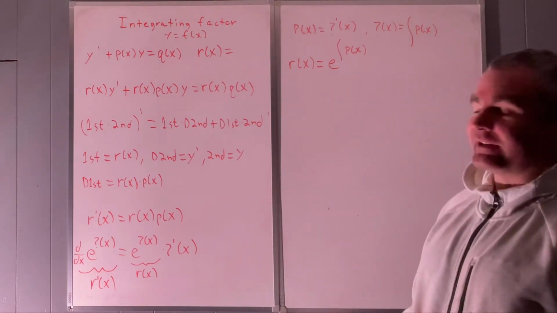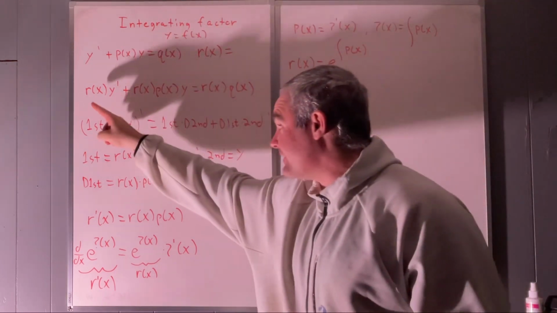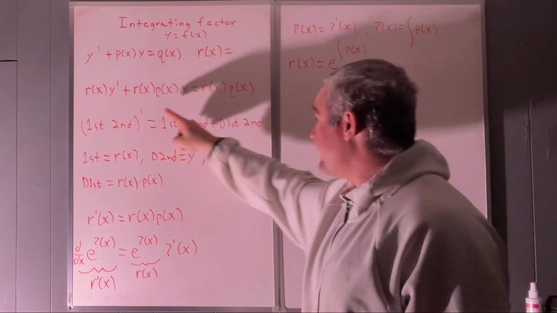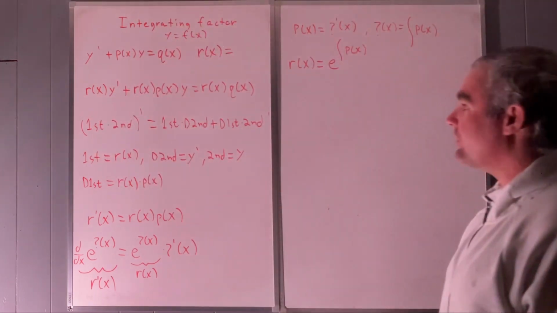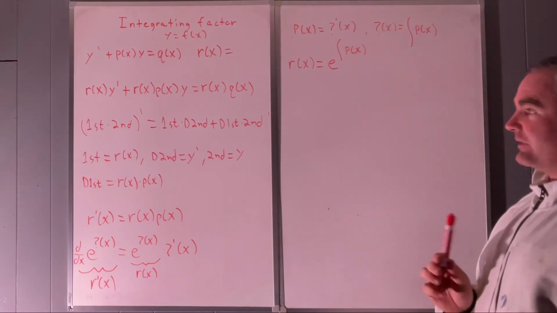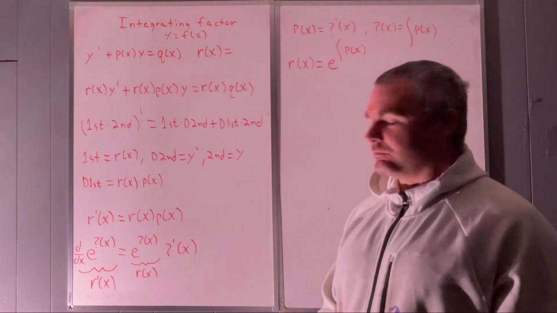Basically, you choose your integrating factor so that when you multiply both sides of the equation by the integrating factor, this part right here becomes the result of a product rule for derivatives. So let's really quick recall what the product rule says.